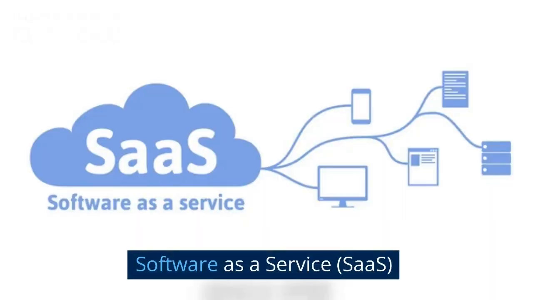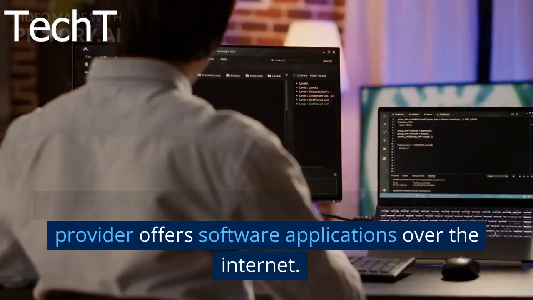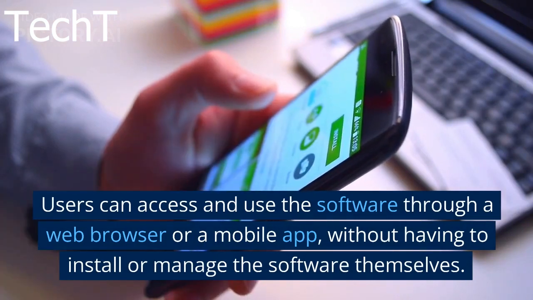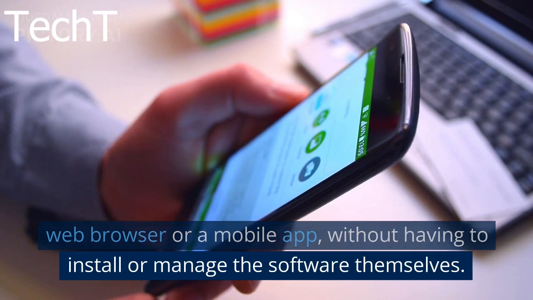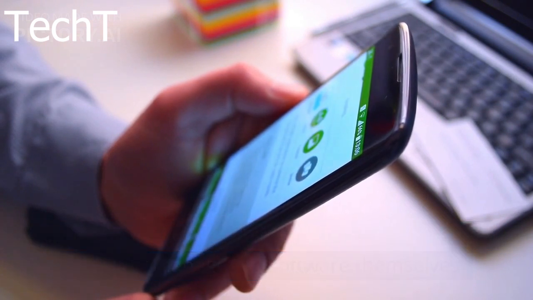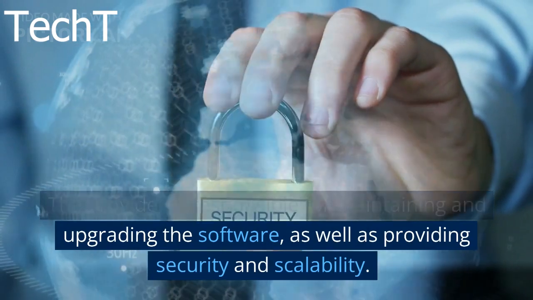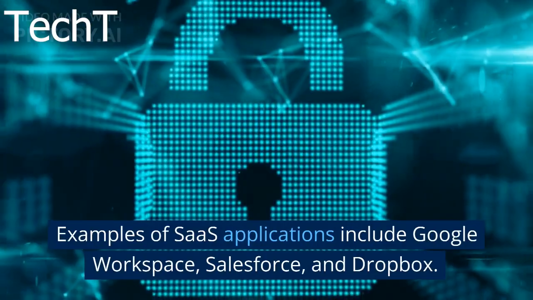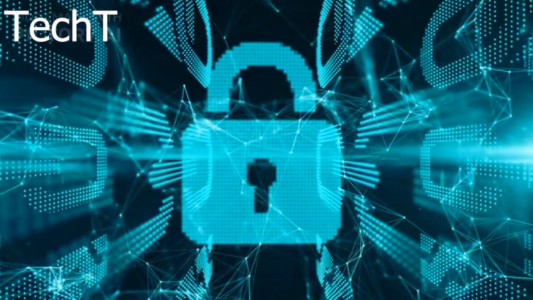Software as a Service, SaaS. This is a type of cloud computing where the cloud provider offers software applications over the Internet. Users can access and use the software through a web browser or a mobile app, without having to install or manage the software themselves. The provider is responsible for maintaining and upgrading the software, as well as providing security and scalability. Examples of SaaS applications include Google Workspace, Salesforce, and Dropbox.